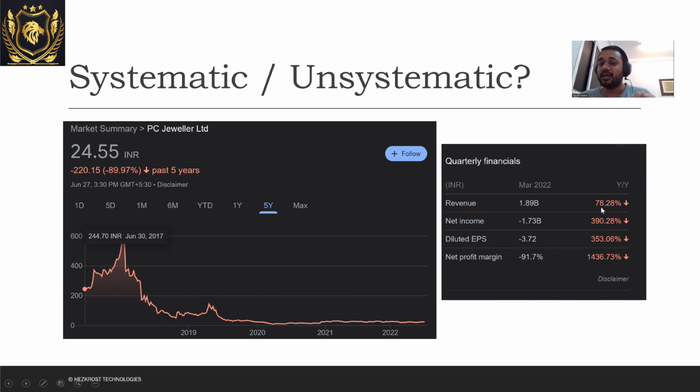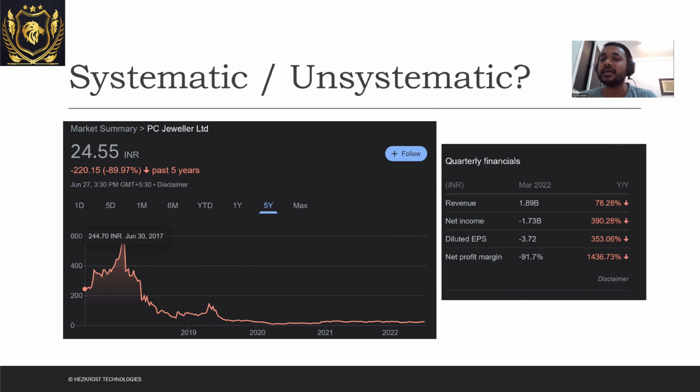Making sense? And it is down by 80%, 78%. So TCJ, I get what is revenue, but how are we detecting whether it's systematic risk or unsystematic risk? That's how I explained, right? What is a systematic risk?